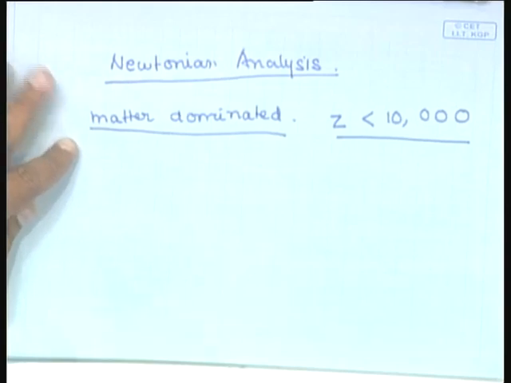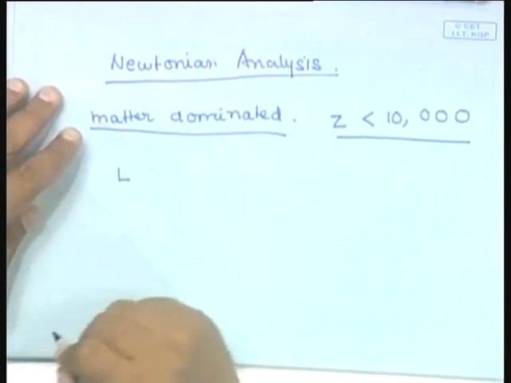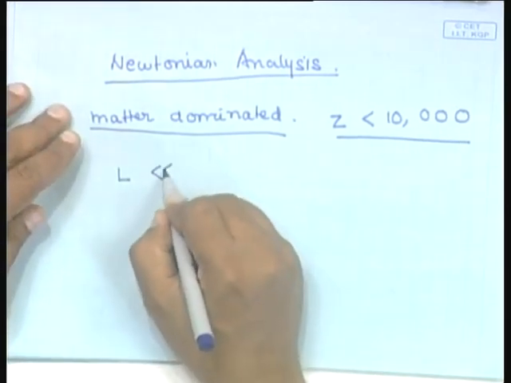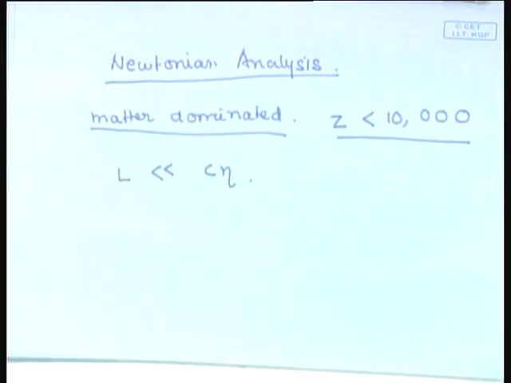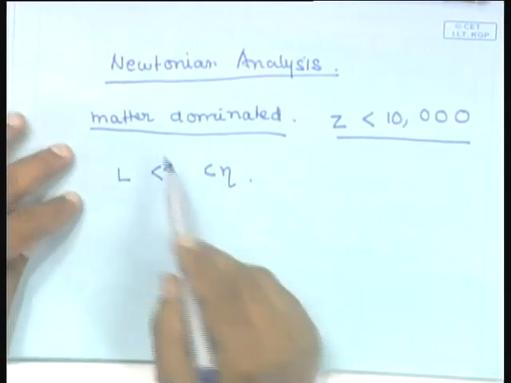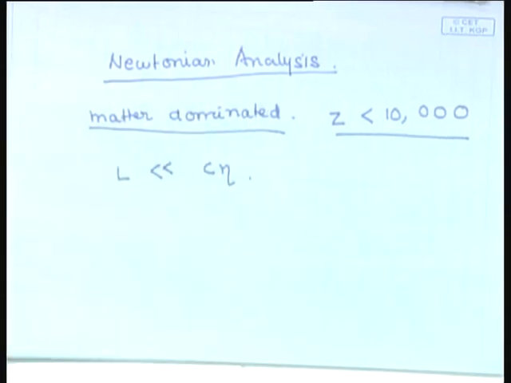Okay. Second thing is that the length scale of the perturbation should be inside the horizon, much smaller than the horizon c eta. So, the length scale of the perturbation should be inside the horizon. If these two conditions are satisfied, then the Newtonian analysis gives a reasonably good result. Okay. So, this is what we shall discuss to start with. Later on I shall briefly tell you what happens when the universe is radiation dominated, etc.